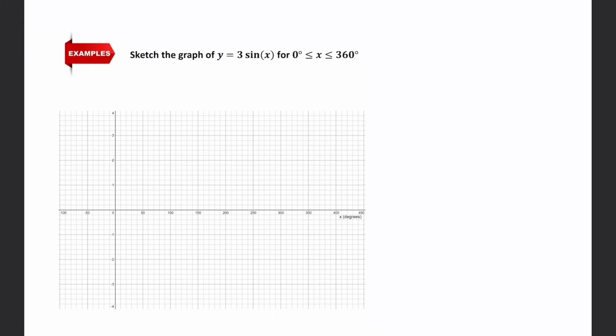Let's take a look at our first question here. We're working in terms of degrees, or our domain here is restricted to 0 to 360 degrees. So we know that that's one full rotation. And we're told to sketch the graph of y equals 3 times sine of x.